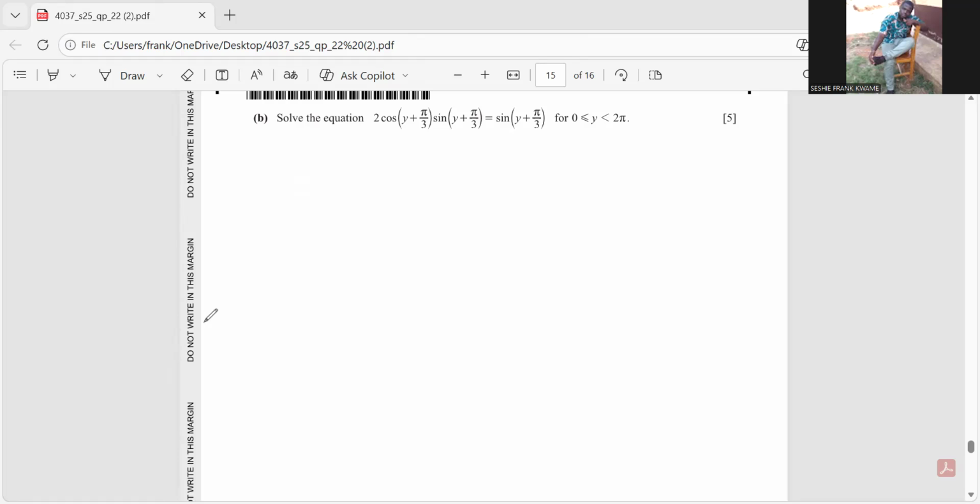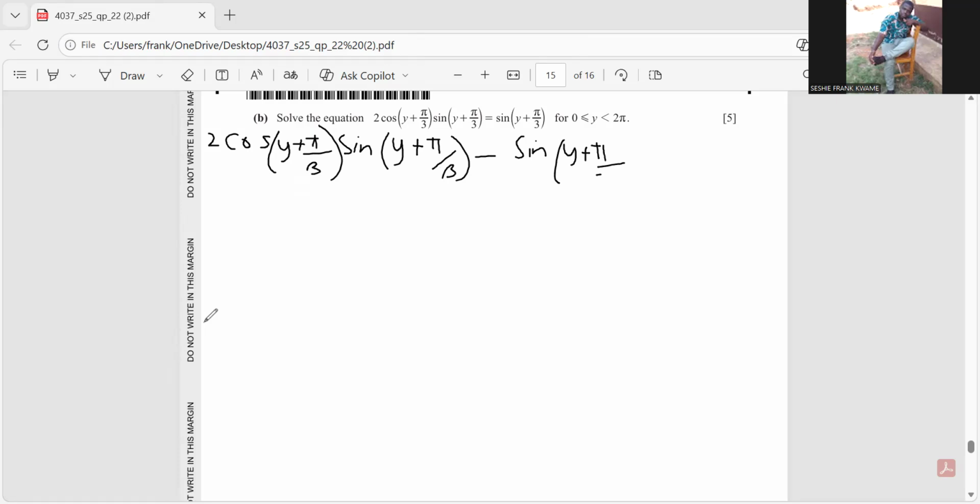So I'm going to have 2 cos y plus pi/3 sine y plus pi/3 minus sine y plus pi/3 to be equal to 0. We have two terms there. Sine y plus pi/3 is common, so I can factor it out.